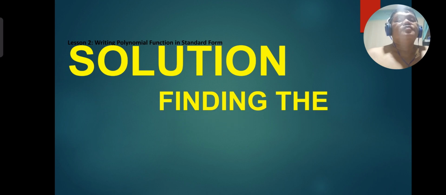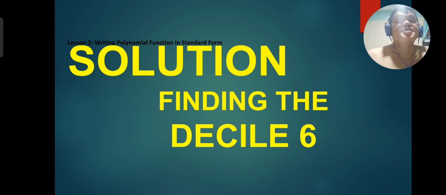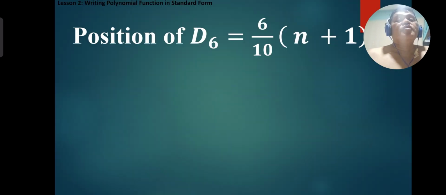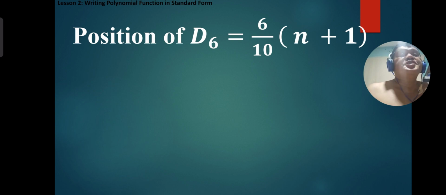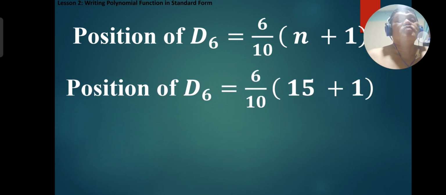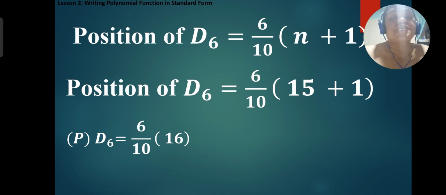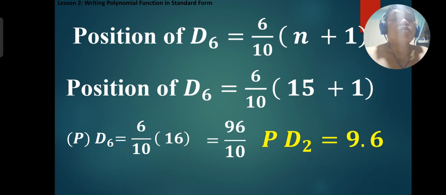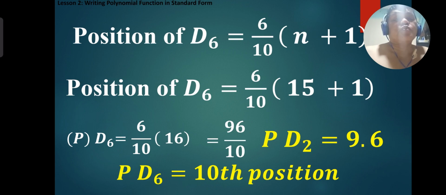Let's go to finding the decile 6, or the 6th decile. The position of the 6th decile is equal to 6 over 10 times n plus 1. We substitute the value of n, which is 15, plus 1. So decile 6 is equal to 6 over 10 times 16. Then 6 times 16 is equal to 96 over 10. So we have 9.6. Therefore, decile 6 is in the 10th position.